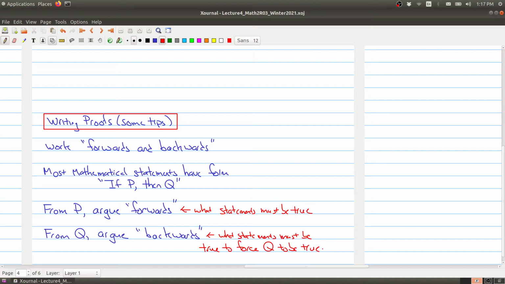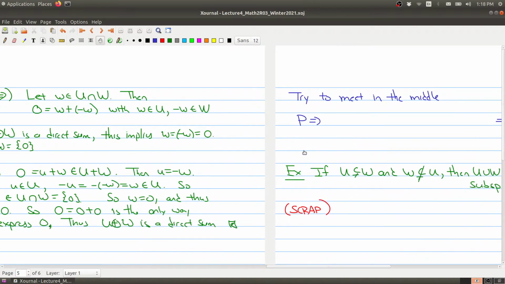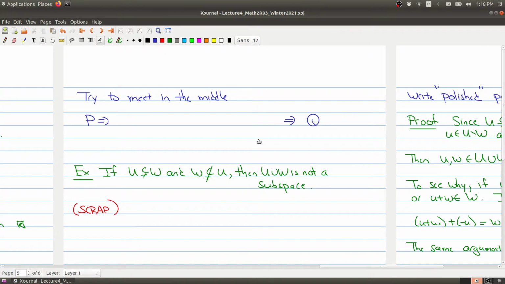The idea is if you know the P where you begin and you know where the Q is, you want to move forward from the P and move backwards from the Q. Hopefully at some point you'll meet up, and then you have your argument that goes from the P to the Q. So your goal is to try to meet in the middle. You're given some hypothesis, a bunch of conditions, and some sort of conclusion.